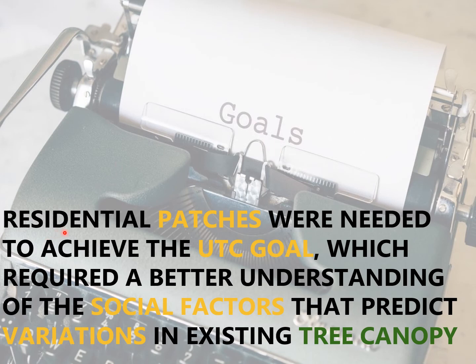And what we've already seen is they already knew residential patches were going to be needed to achieve that goal. And so they required a better understanding of the social factors that predict variations in existing tree canopy. So if you know that residential patches and private property are playing such a large role, then what are some of the patterns that dictate how that private property is influencing your tree canopy? That's what they wanted to know.